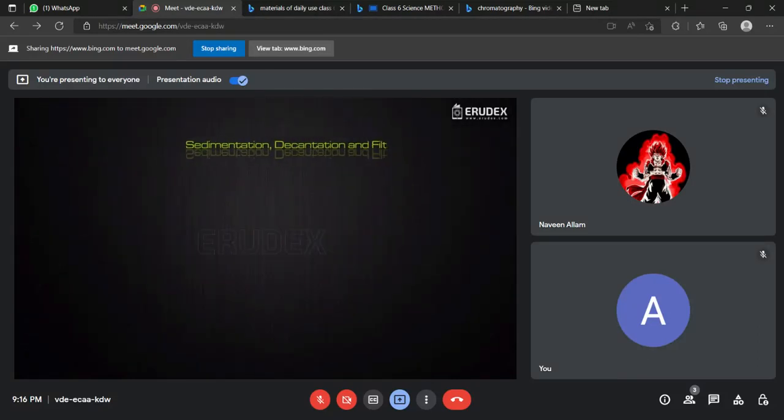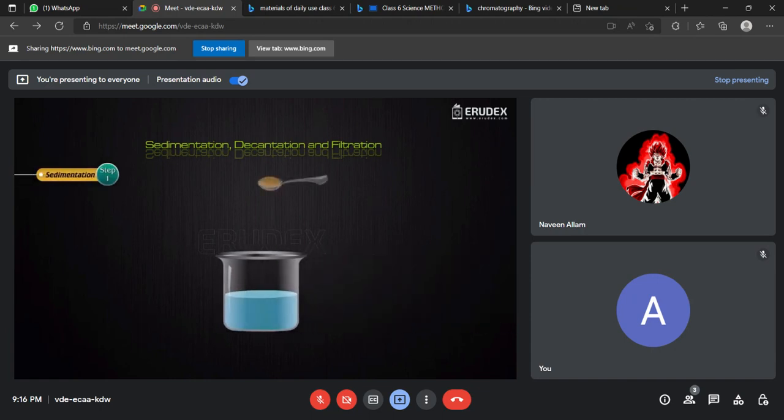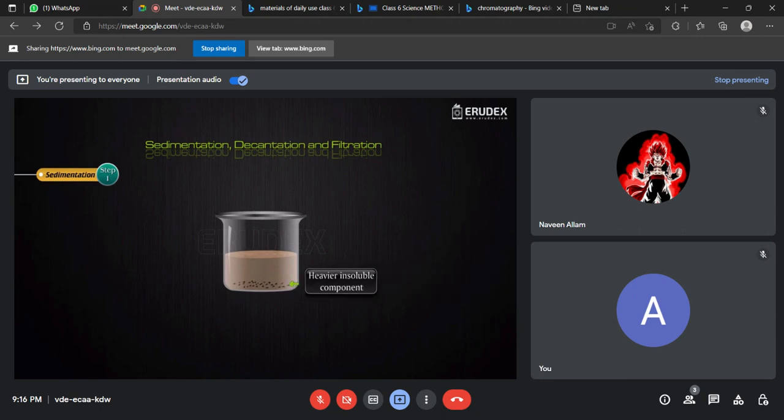Sedimentation, decantation, and filtration. The process of settling down heavier insoluble solid components in a solution is called as sedimentation. The component of mixture which settles down is called as sediment, and the clear liquid is called as supernatant.